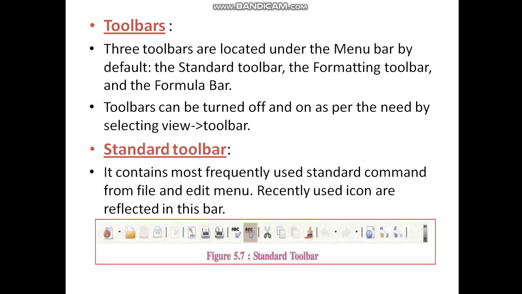First is the standard toolbar. See, there is the figure of the standard toolbar here. It contains the most frequently used standard commands from the file and edit menus. Recently used icons are reflected in this bar. See, there is spelling check, cut, print. So these are the options available on the standard toolbar which we frequently use.